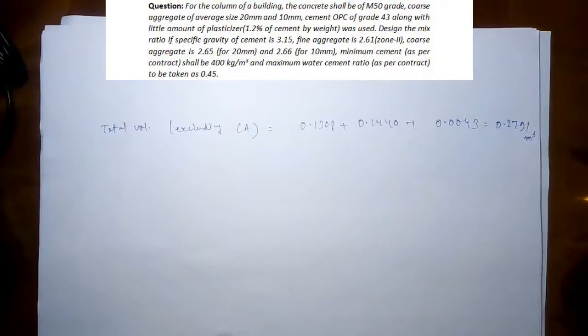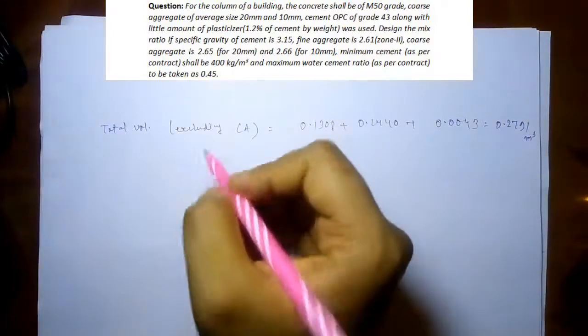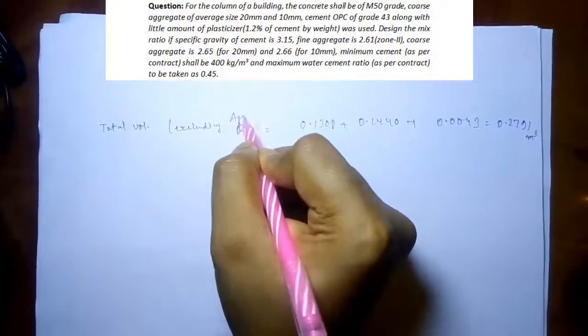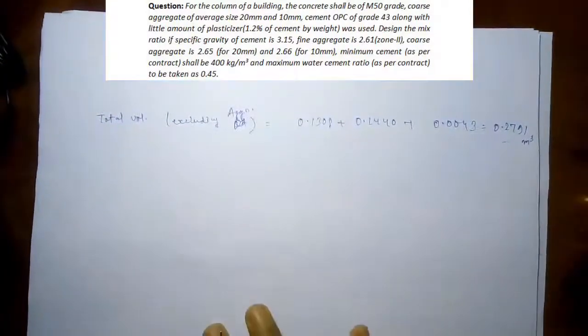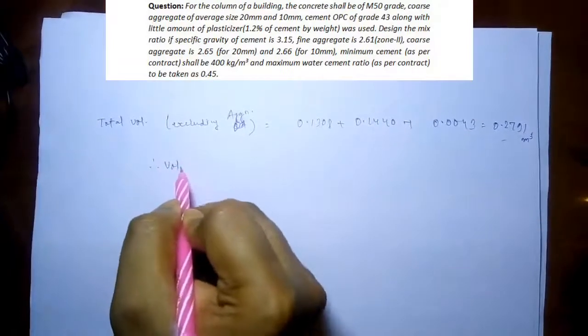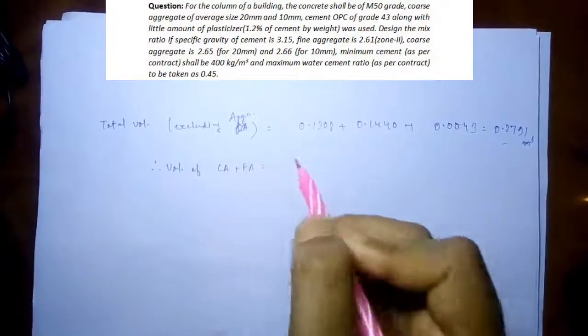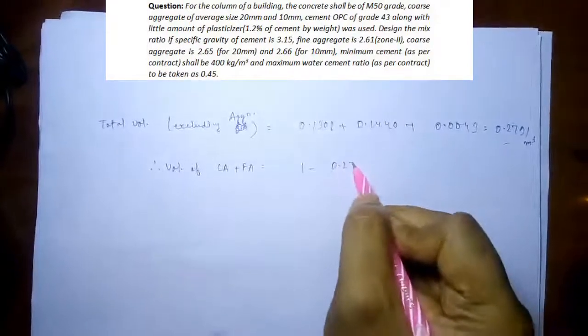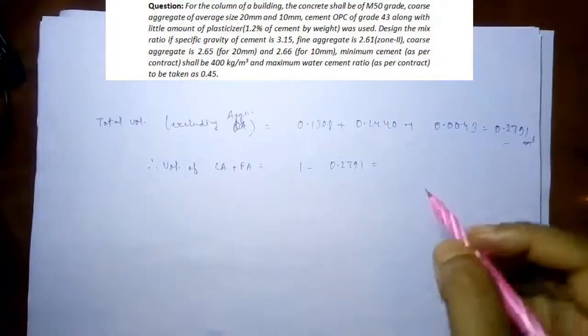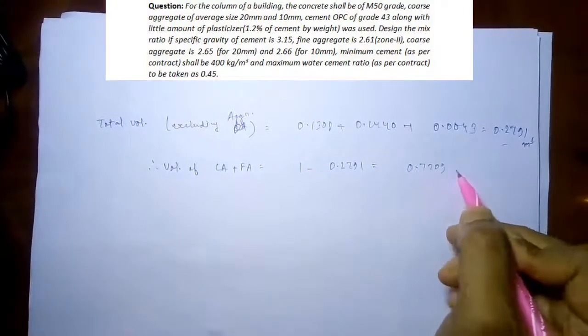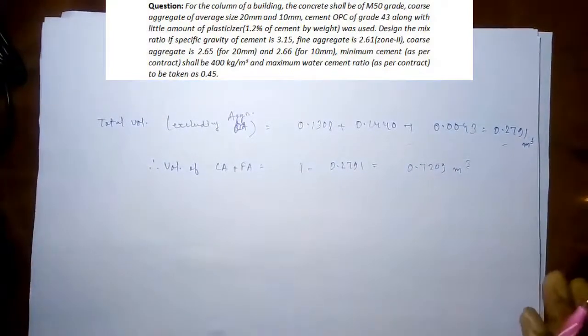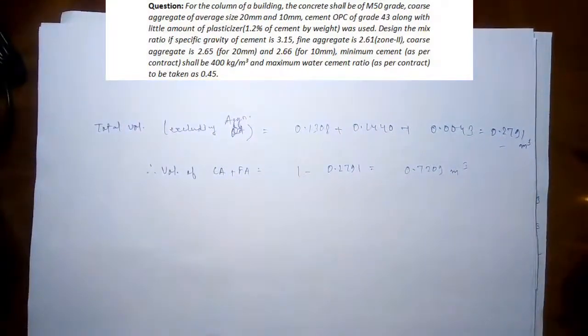So the volume of coarse and fine aggregate, excluding all the other materials, which is 0.2791. So therefore the volume of CA plus FA is equal to 1 minus 0.2791, which is equal to 0.7209 meter cube. So this is our volume of coarse aggregate and fine aggregate. As 1 meter cube is the total volume, just subtracting the other materials' volume, we will get the total volume of the coarse and the fine aggregate.